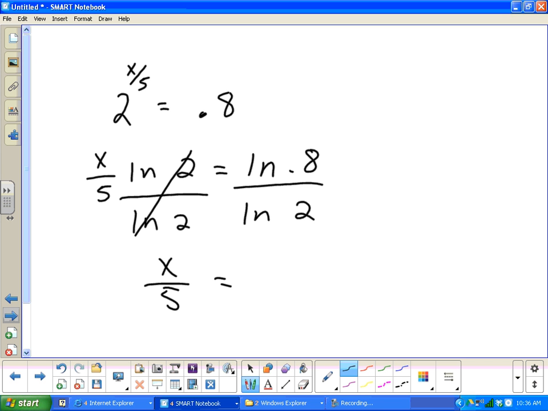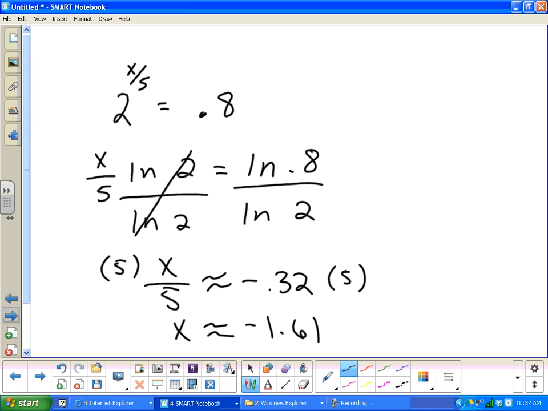I don't know what that is. Negative 0.32. All right. And we multiply by 5. So you have x over 5 equals that. So dividing by 5, the opposite would be to multiply by 5. So it's not really going to be negative 0.32 times 5. It's what's in your calculator times 5. Answer times 5.